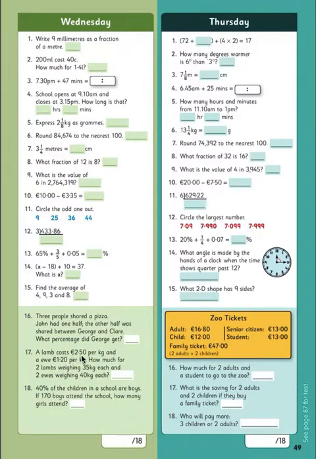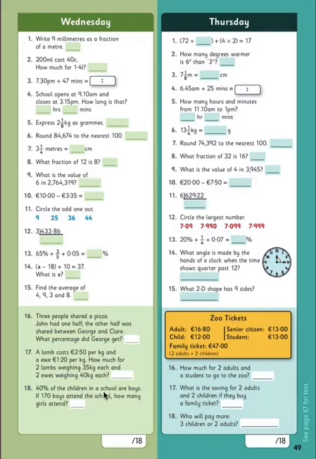A lamb costs this per kg, a ewe this per kg. How much for 2 lambs weighing this? So you know that it's this price for each kg. You have 35 of those kg, so this is going to be multiplying these two for 1 lamb and then doubling it for 2, and the same for the ewes, and then totaling it.